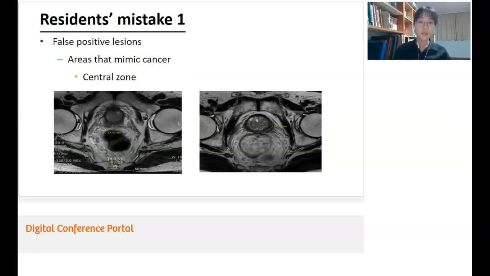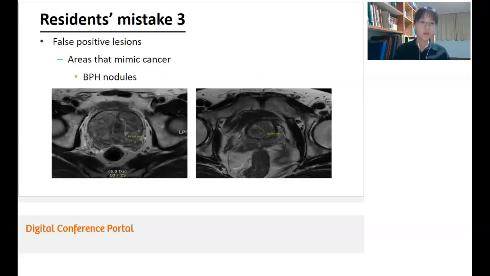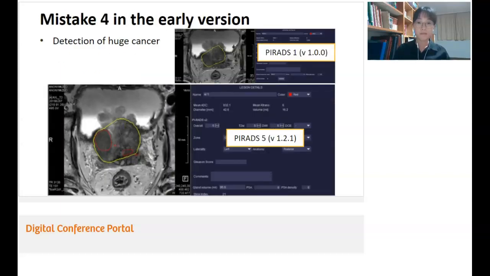Interestingly, residents detect many false positive lesions similar to the early versions of AI. The first mistake is detecting false positive lesions in the central zone. The second type of false positive was in low signal intensity area around the ejaculatory duct. The last one was detecting BPH nodules as prostate cancer, so AI and residents make similar mistakes. The mistake that AI could not detect huge mass was fixed in the updated version, even though the result was not perfect.